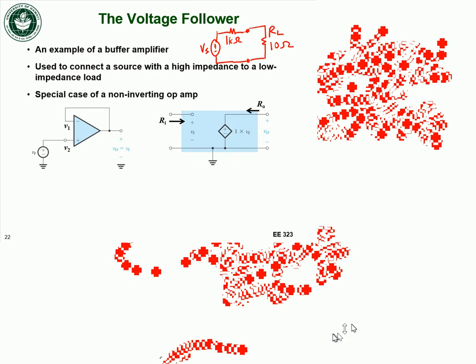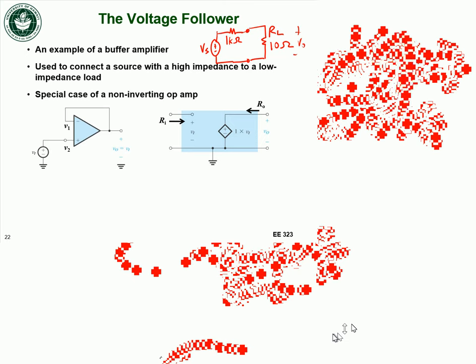So I can get a significant increase in this output voltage if I put in a buffer amplifier, which has a high input resistance, so all of the VS gets transferred to the input of the amplifier, and a very low output resistance, so everything at the output of the amplifier gets transferred to the load. Even if I don't have any gain, if I put that buffer amplifier in between my source and my load in this circuit at the top, then I'll have a much larger voltage across my load resistance. And so we can use a non-inverting op-amp to realize a buffer amplifier.